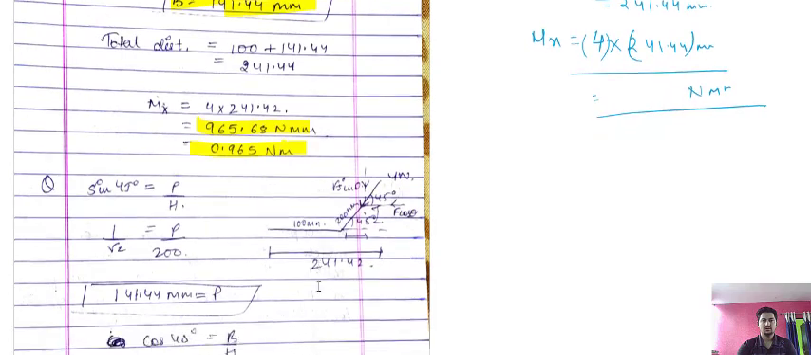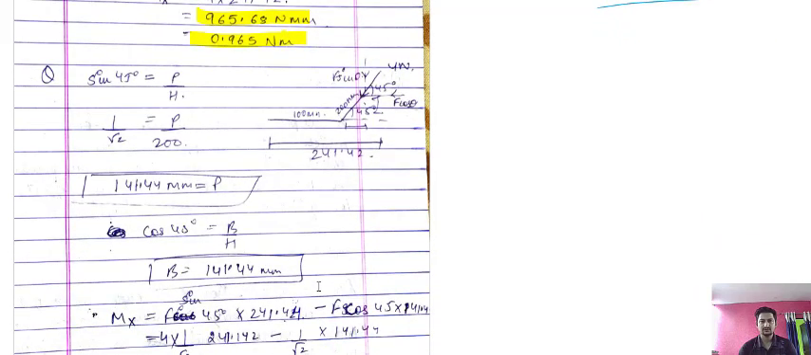Now we come to the second numerical. The second numerical says that you need to calculate the moment at this point, point x. This is the force that is given, 4 kilonewton. The beam is like this, and this force that has been given here is acting inclined, at 45 degrees.